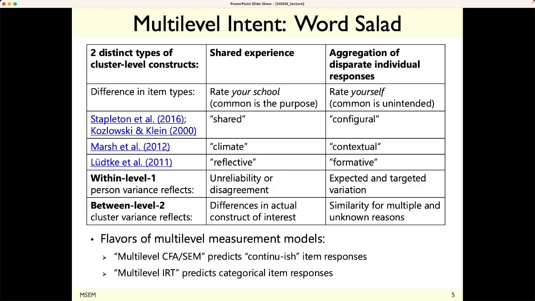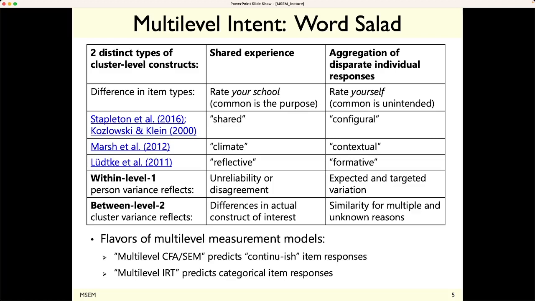So in one type of cluster level construct, the cluster is what is being described. So if you have individuals in a workshop nested in instructors, hypothetically speaking, and you're given a survey at the end of this workshop that describes your impressions of us and how this class went, right? You have your own opinions, but you're all rating the same target. There, the purpose of the measurement really is to measure the cluster. You just can't do it directly. You all are the indicators.